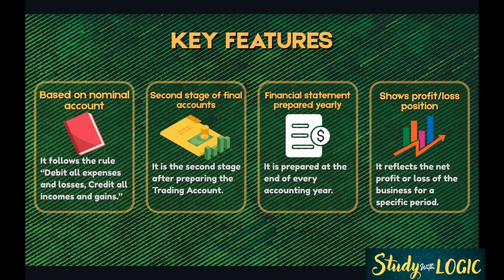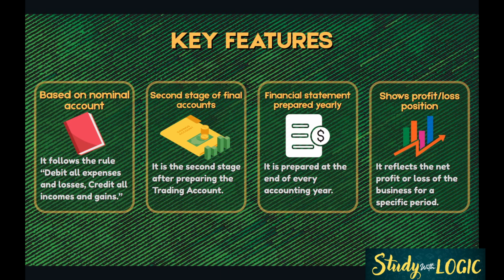Now, as we know what the profit and loss account actually is, let us see its features. The first one is that it is based on the principle of nominal account. What does it say? It means that it records all the expenses and losses on the debit side and incomes and gains on the credit side. Then, the second is that it is the second stage in preparing final accounts, which means it is prepared after the trading account is completed.